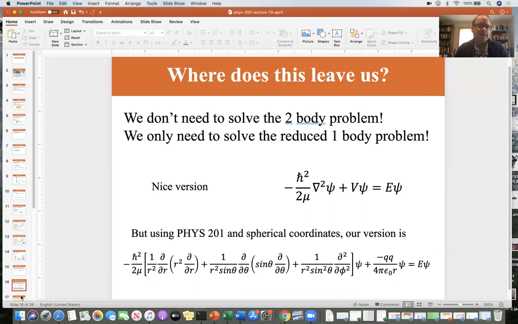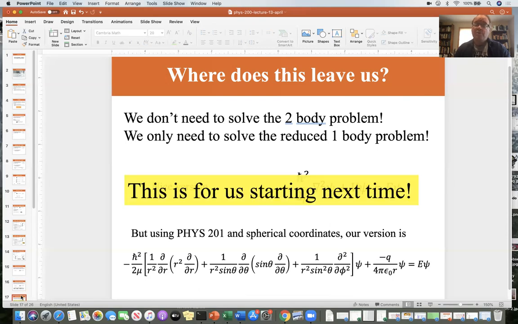This right here is the problem we're going to need to solve starting next time. Don't worry, we'll get through it. It will not be the end of the world. It will be worth it in the end.